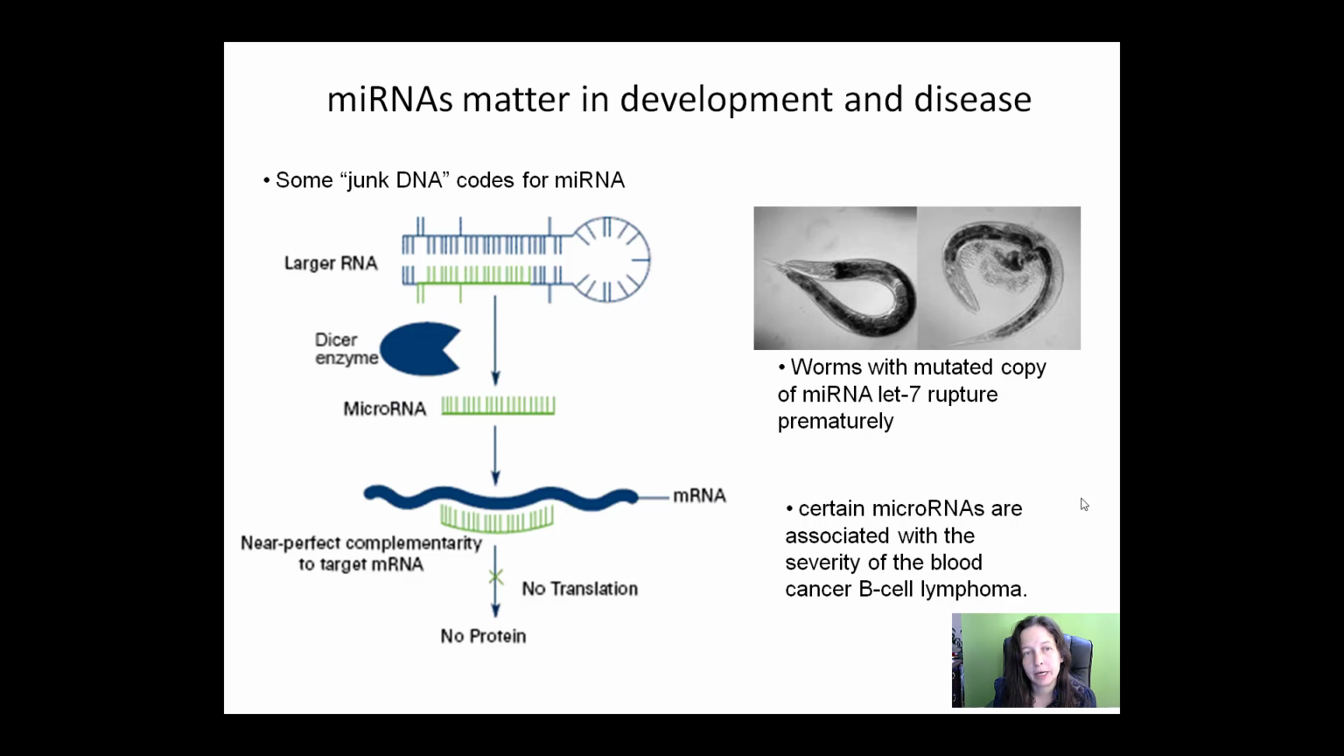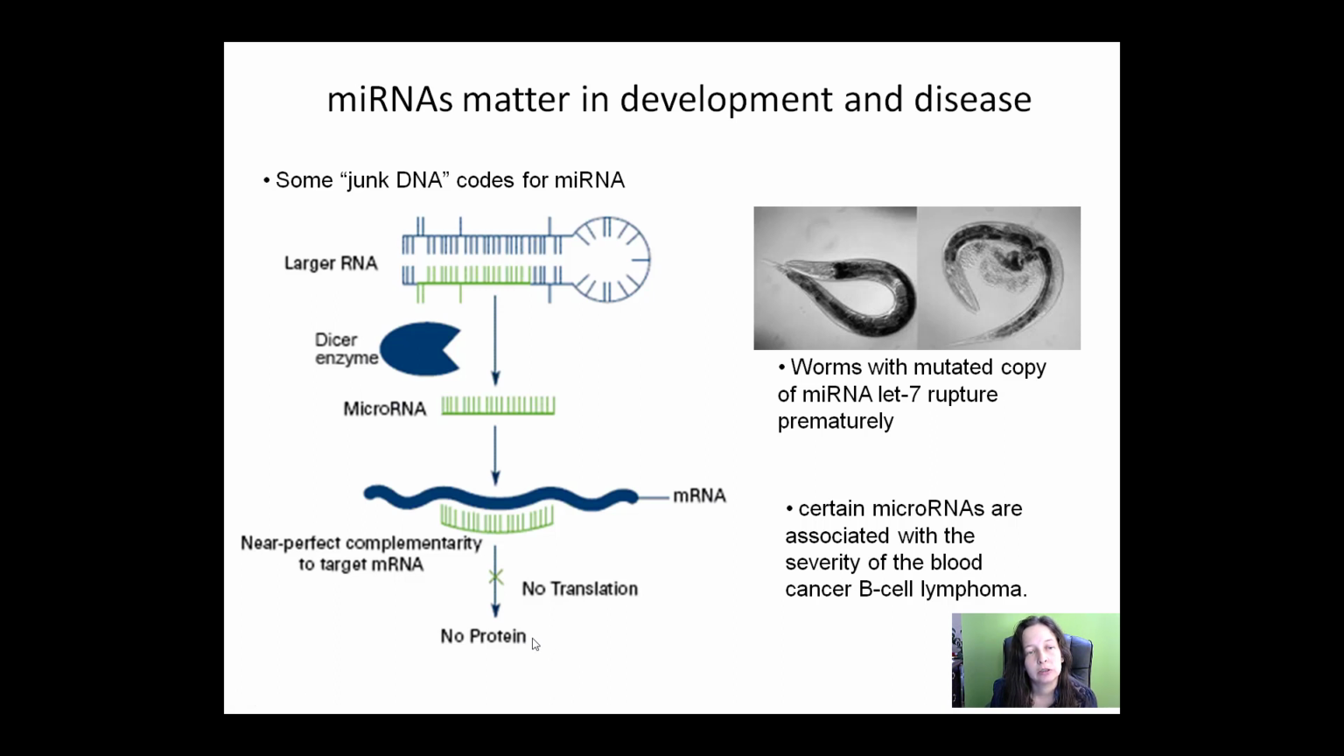So think of microRNA as a kind of a policeman in the cell. So when you have a mutant mRNA which is produced, microRNA can bind to it and mark it for destruction so that it's never translated into protein.